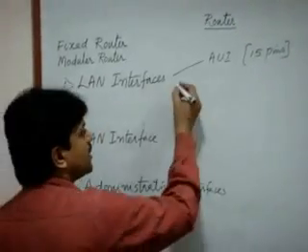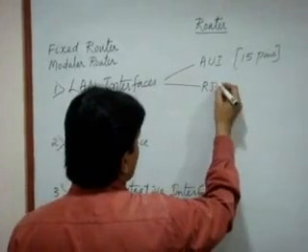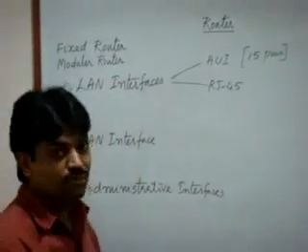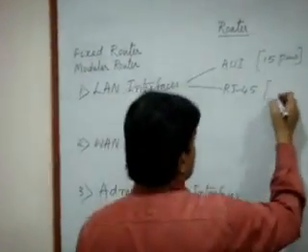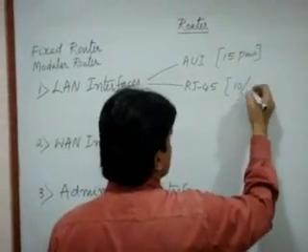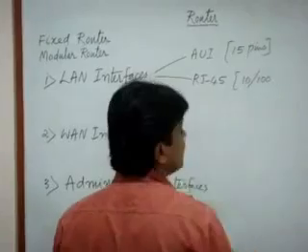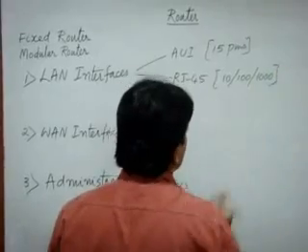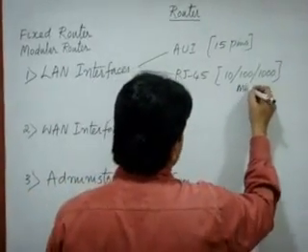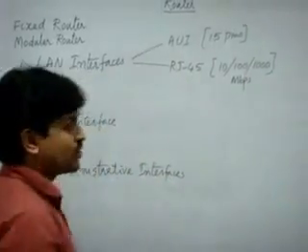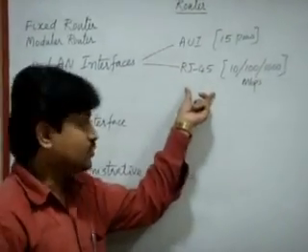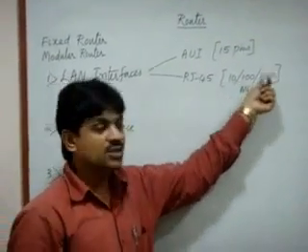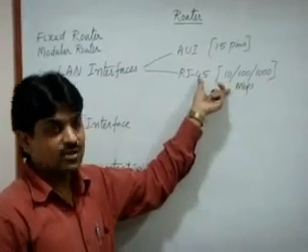Another LAN interface is the RJ45 port. The RJ45 port supports different bandwidths: 10 Mbps, 100 Mbps, and 1000 Mbps. A 10 Mbps port is called an Ethernet port. A 100 Mbps port is called a Fast Ethernet port. A 1000 Mbps port is called a Gigabit Ethernet port. All these are for LAN.